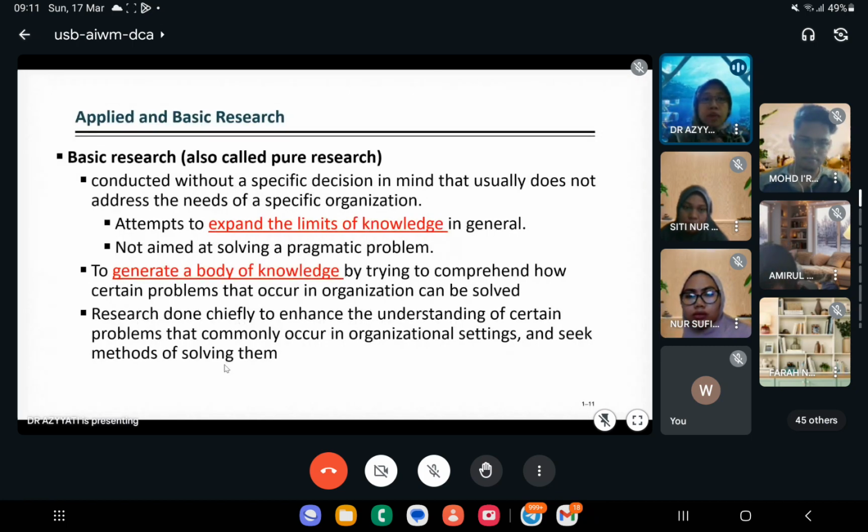So basic research generates a body of knowledge by trying to comprehend how certain problems that occur in an organization can be solved. It is research done chiefly to enhance the understanding of certain problems that commonly occur in organizational settings and to seek methods of solving them.